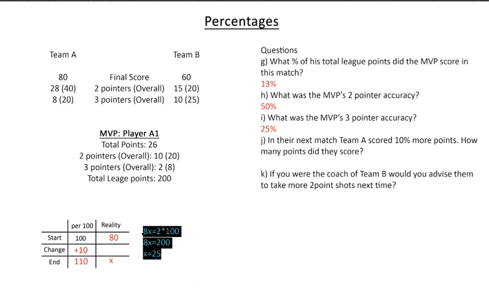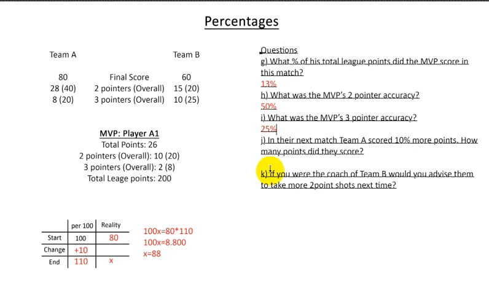So let's find this. I would do 100x is equal to 80 times, sorry, not like that, 110, which would give us 100x equals 8,800, meaning that x is equal to 88. So in the next game, they scored 88 points.